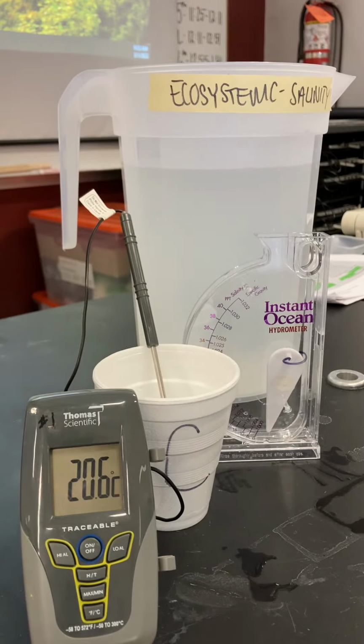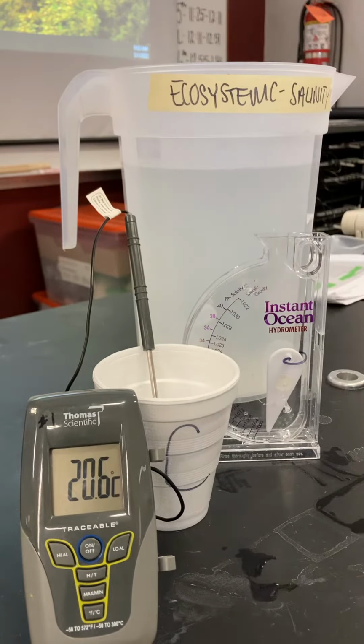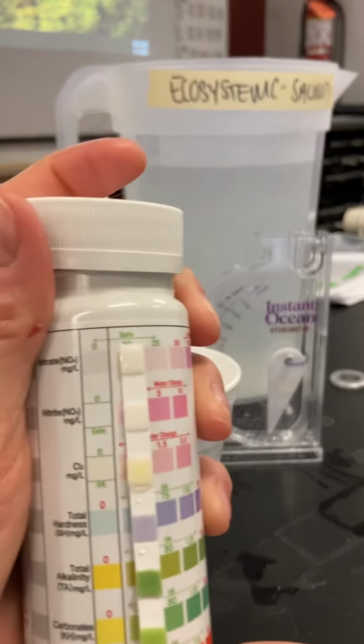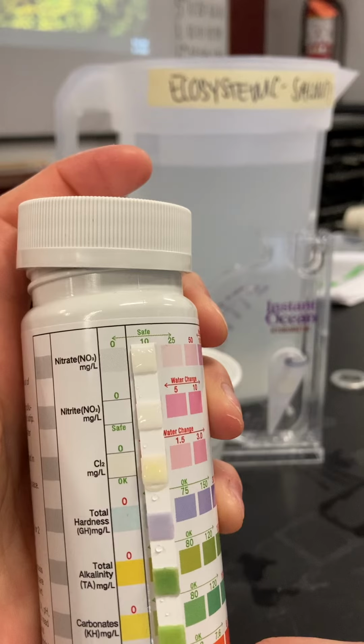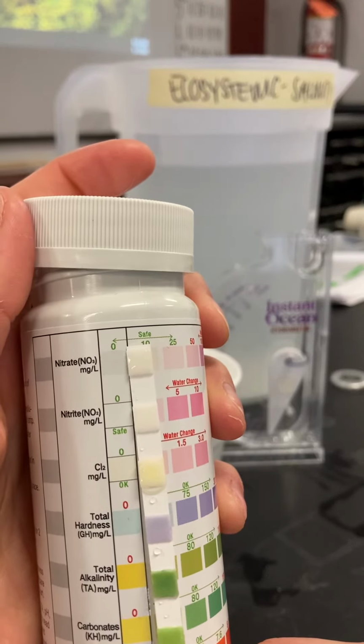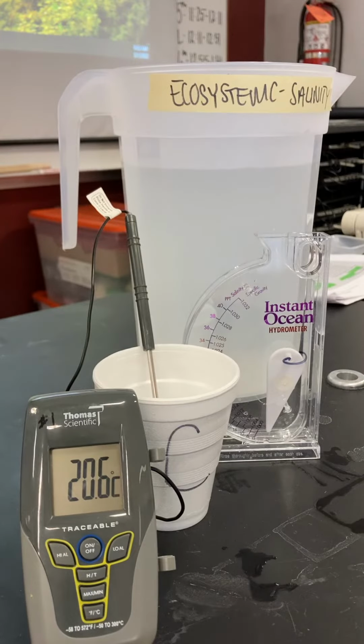Okay, our nitrate test strip. I'm gonna go ahead and grab a strip. I'm going to dip it in there. Okay, and then I'm gonna compare it to the back. Okay, and we see 0 milligrams per liter, so 0 mg/L for our nitrate concentration there. Okay, looks like our temperature has stopped at about 20.6 degrees Celsius.